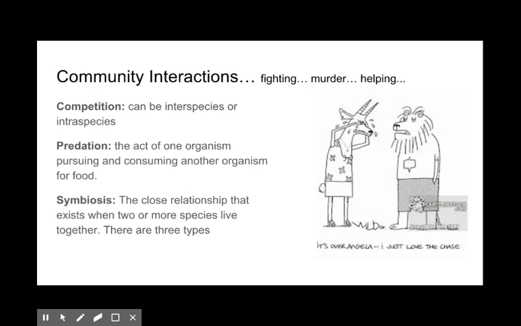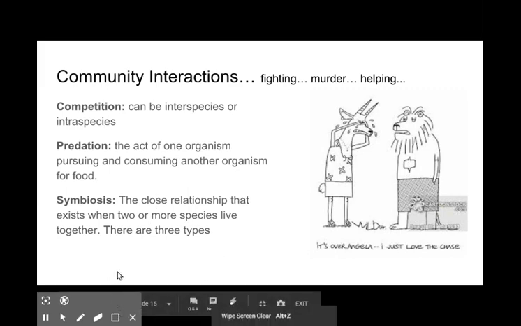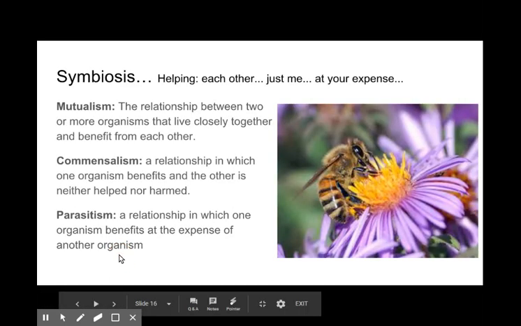Intraspecies is competition inside the same population. That would be male elks competing for female elks. That would be also competition over resources. Predation is pretty obvious. It's one organism eating another for food and energy. Then there's three types of symbiosis. Symbiosis is simply defined as a super close relationship between two organisms.